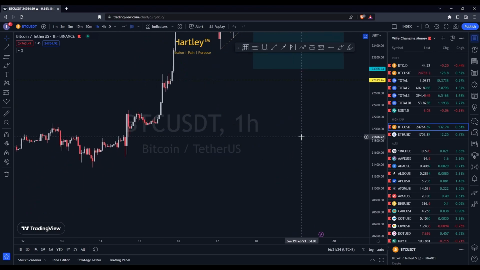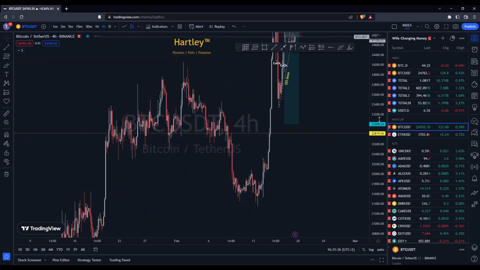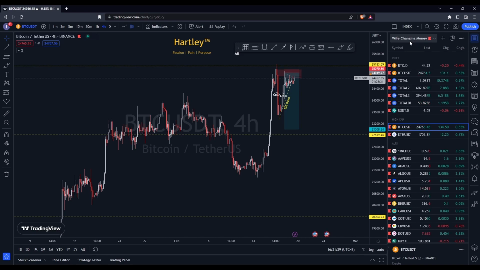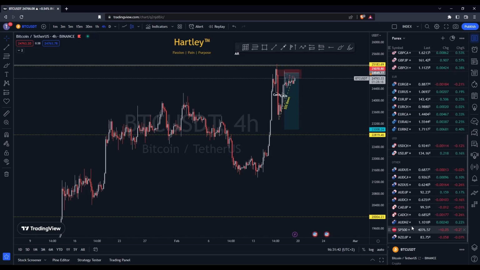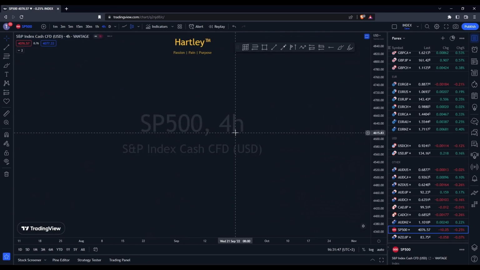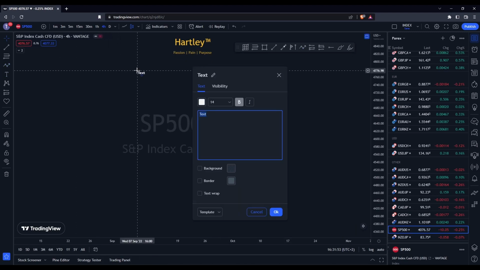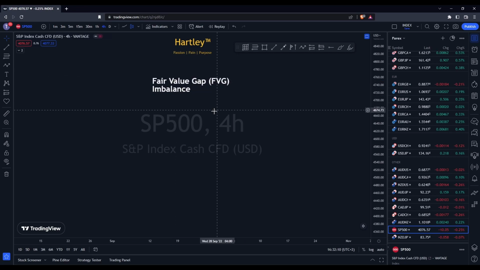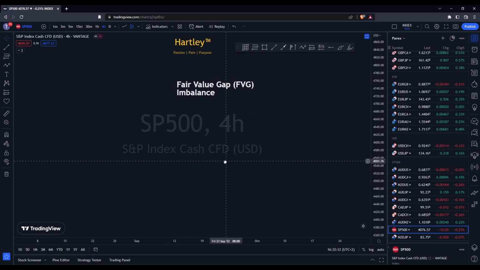So first thing that we're going to recap is fair value gaps, right? A fair value gap is also known as an imbalance. I'm just going to go over to the S&P 500 because this is where I do all my charting. I'm going to write it up over here, nice and big. So fair value gaps and imbalances we're going to cover now.